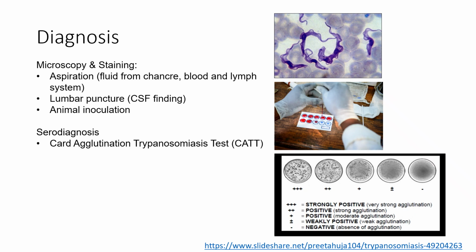There's another test that's commonly used, which is the card agglutination test for trypanosomiasis. In short, it is CATT. If you look at the bottom right picture, for a positive patient, they will form a positive reaction where you can see many agglutination dots at the positive samples. For the negative one, there's no agglutination at all.